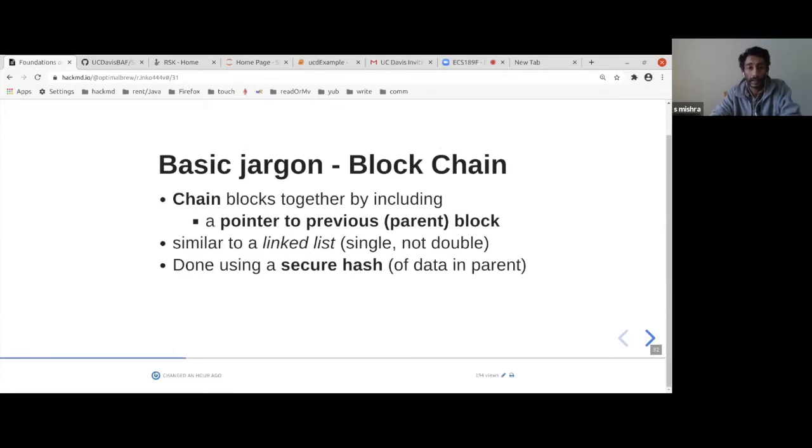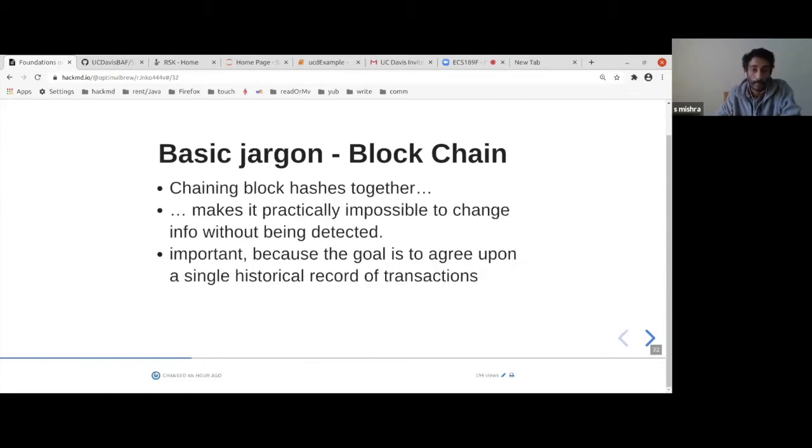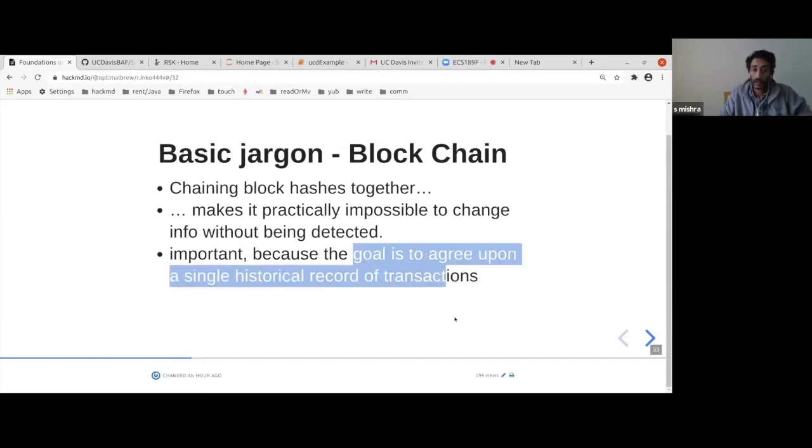And finally, we somehow link these blocks together, kind of like a singly linked list, but the linking is done through cryptographic hash functions. And we'll see details of that coming up in a bit. So the blockchain is just hashing blocks together. The goal, of course, here is to agree on a single historical record of transactions.